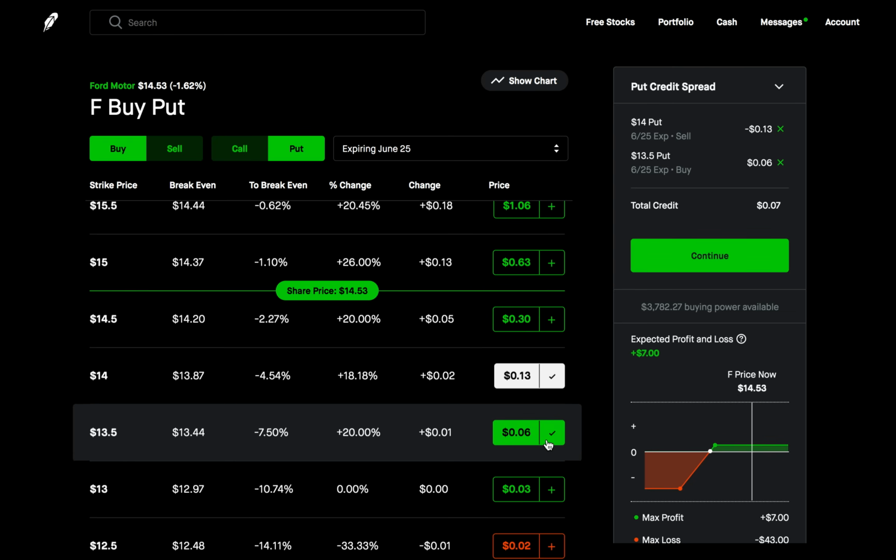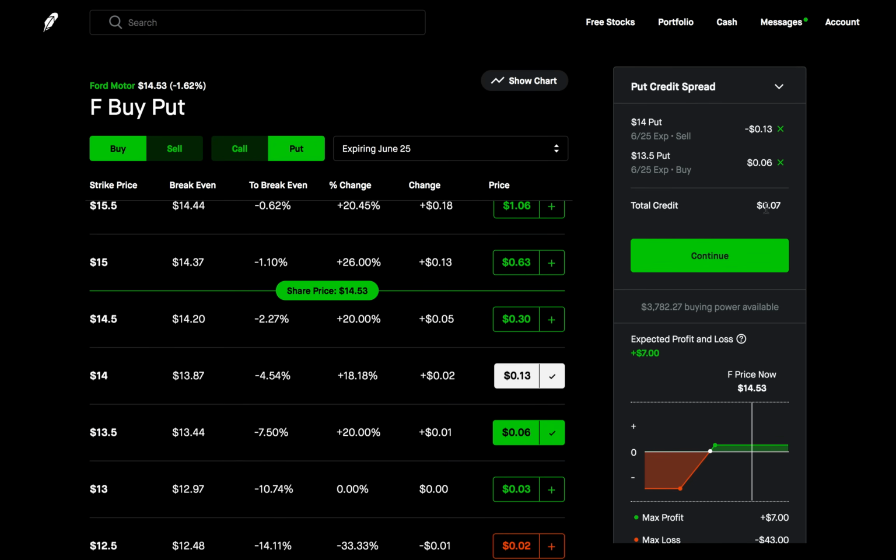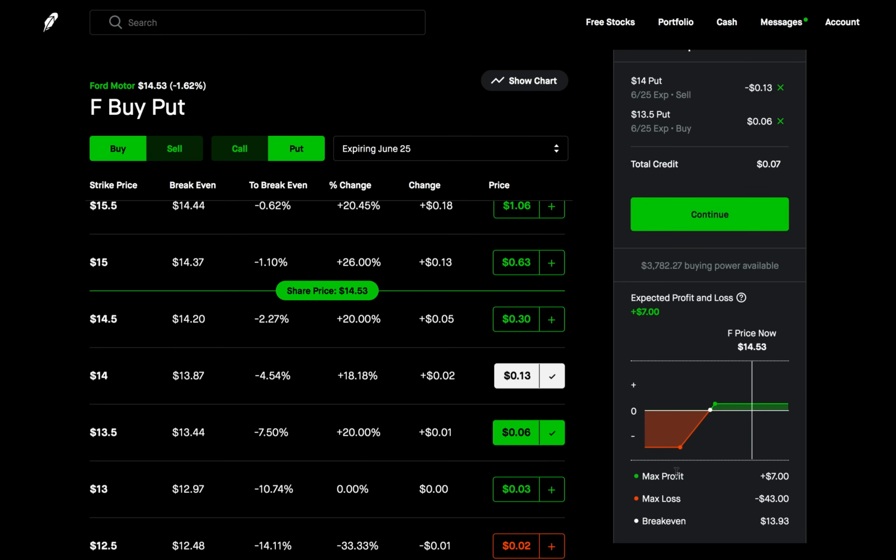A lot of you guys are familiar with this, right? A lot of people enter credit spreads. Here's a put credit spread. We're going to receive $7 in credit here for this put credit spread. Now we're not done. The thing about this put credit spread is, if we take a look, the max profit here is $7. Our max loss is $43. So you're risking $43 to make $7, right?